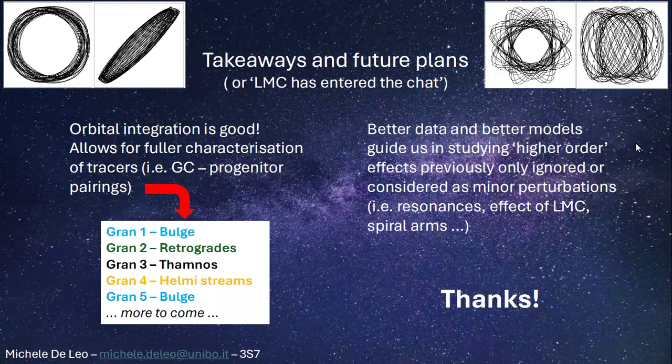We know from the literature already, especially from the work of Garavito-Camargo, that it has a huge impact on the dark matter distribution, and we want to check what impact it has on the dynamical parameters of the clusters and stars in the Milky Way. And there are a lot of different things that you can explore doing orbital integration. So, yeah, that's why I'm here. Thank you.